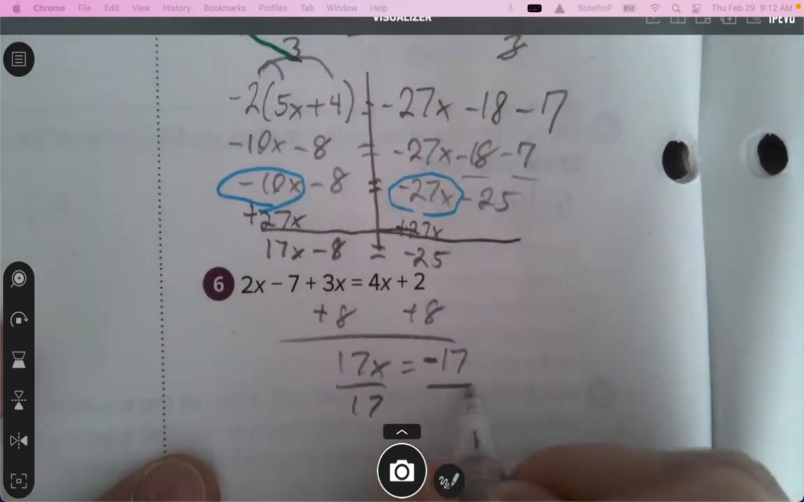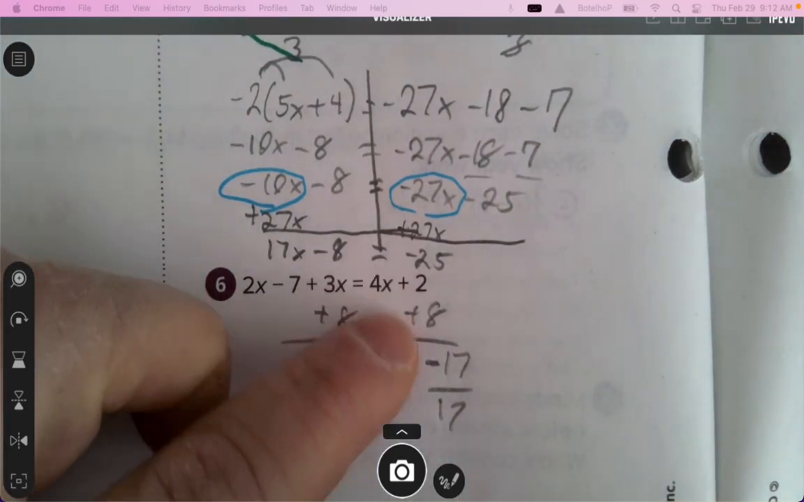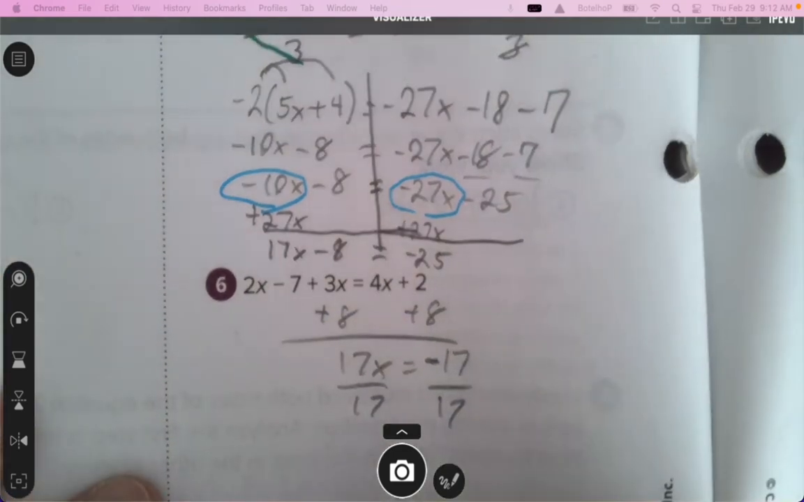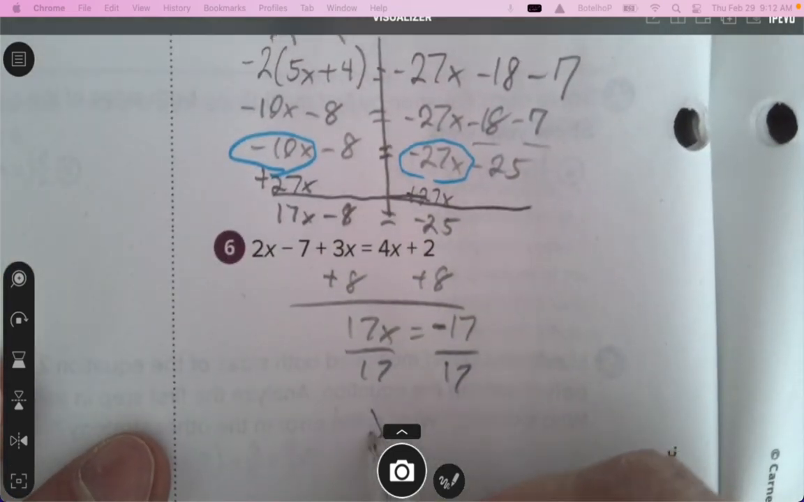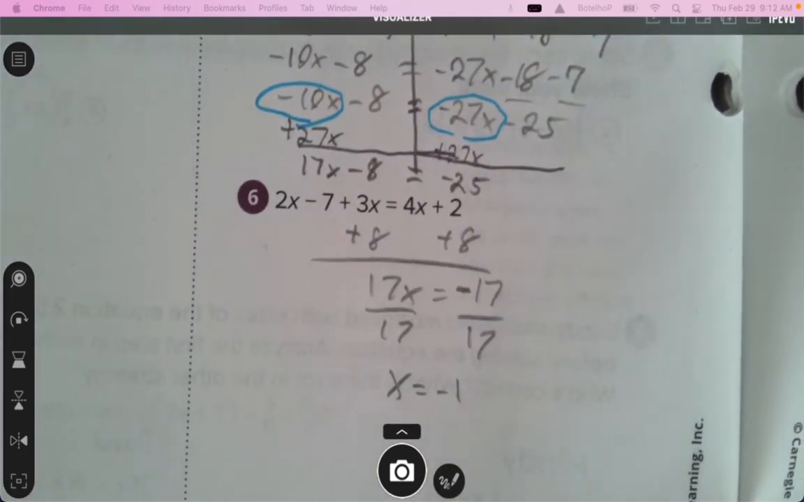And it's going to work here. Divide each side by 17, right? 25 minus 8 is 17. It works. And after all that, I'm left with x equals negative 1. So the solution to this one is negative 1.